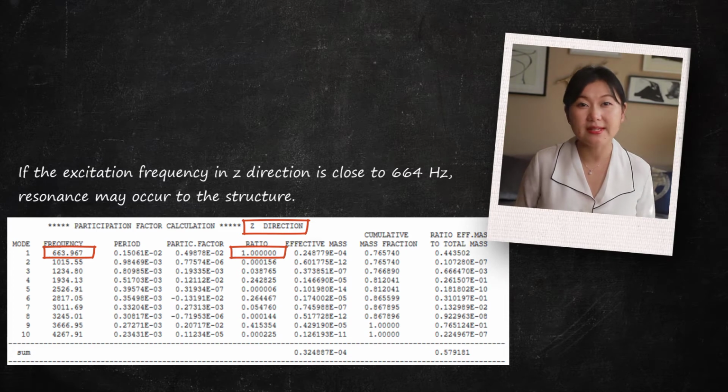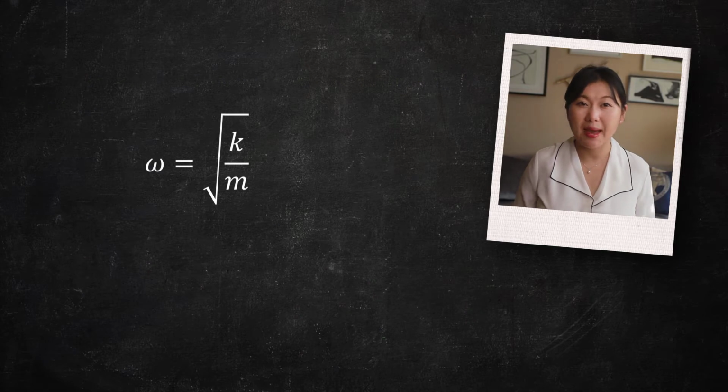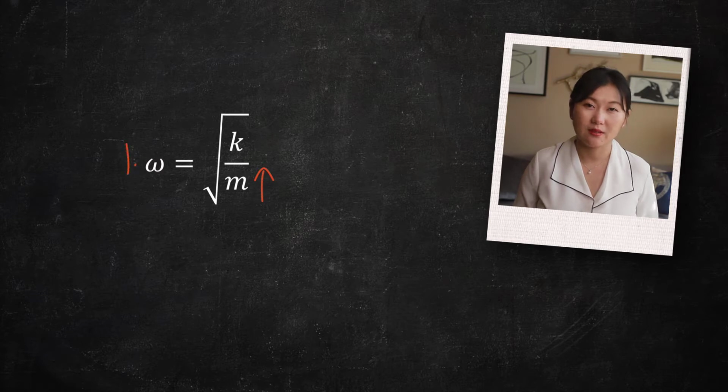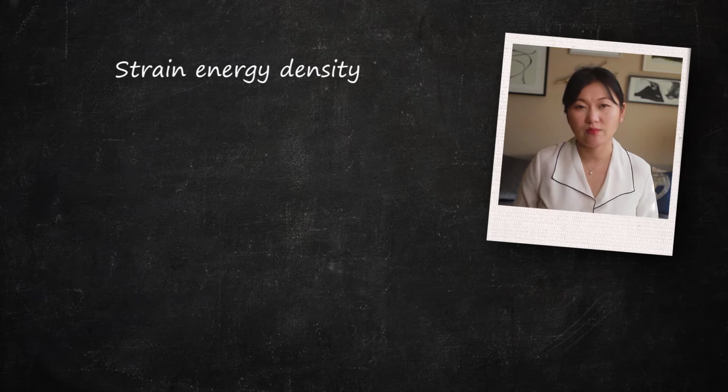Now, after determining the significant mode and its natural frequency, we need to make sure that the structure does not vibrate in the unwanted range. Hence, we want to change its natural frequency. As discussed earlier, the natural frequency depends on two factors, mass and stiffness. So to change the natural frequency, we need to alter either mass or stiffness or both. If the stiffness is increased, it increases the natural frequency, and if the mass is increased, it decreases the natural frequency. To help us with this decision, the strain energy density output is very useful.